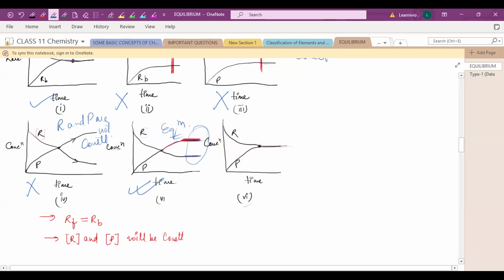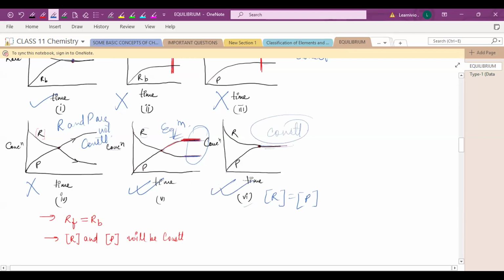Here the concentration becomes equal, here the concentration becomes equal, and the concentration of R is equal to P. And constant also. What is it showing here? These are constant. This line shows a constant. So this is again correct.